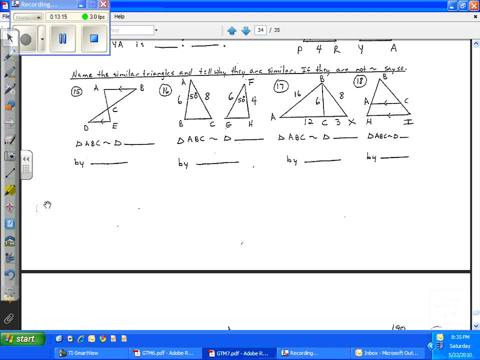The next section says name the similar triangles and tell why they are similar. If they are not similar, say so. We'll put no conclusion or not similar.